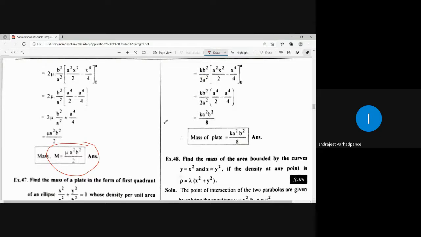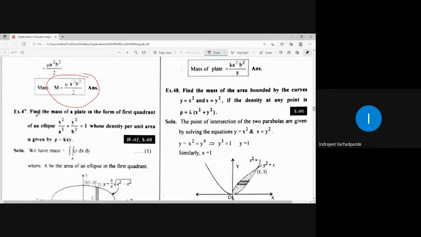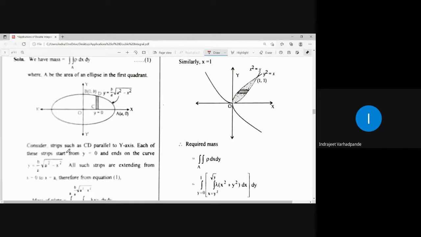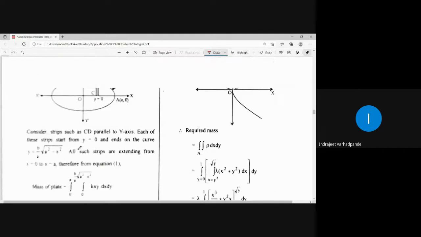If it is mentioned, it will be a function of xy or a function of r theta, depending on the type of problem, whether it is a Cartesian coordinate system or a polar coordinate system. So accordingly we will do the simplification and get the answer. Find the mass of a plate in the form of the first quadrant of an ellipse whose density per unit area is rho equals k xy. Again the same formula, mass is to be calculated for the ellipse, but I am taking it in the first quadrant.